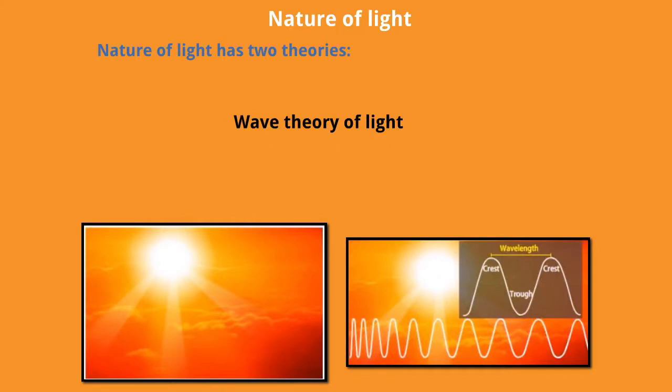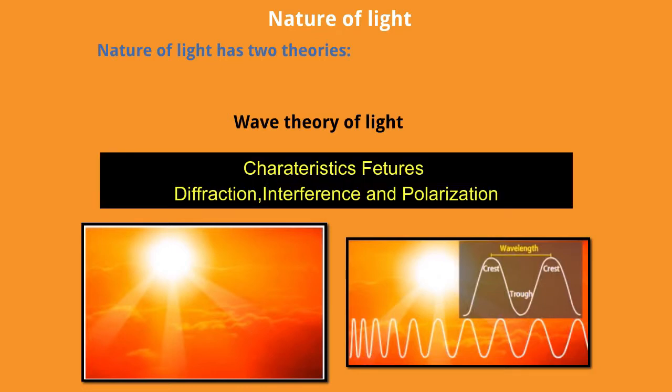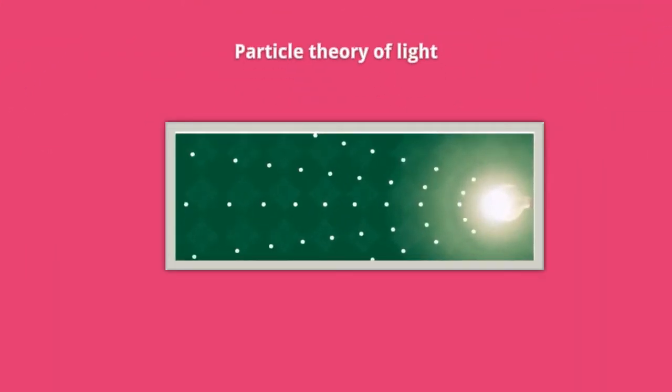Wave theory of light. Light consists of electromagnetic waves which do not require a material medium for its propagation. Its characteristic features are diffraction, interference, and polarization.